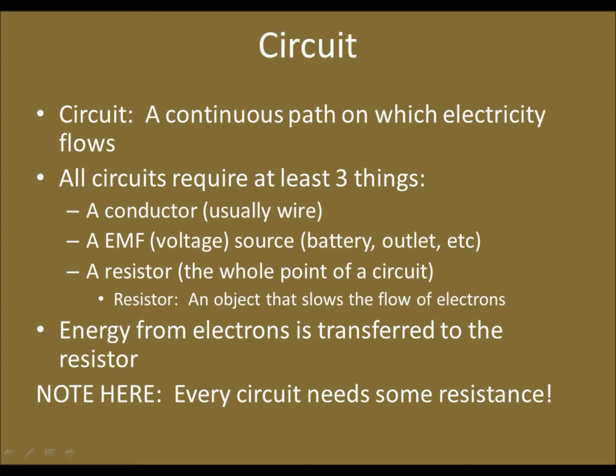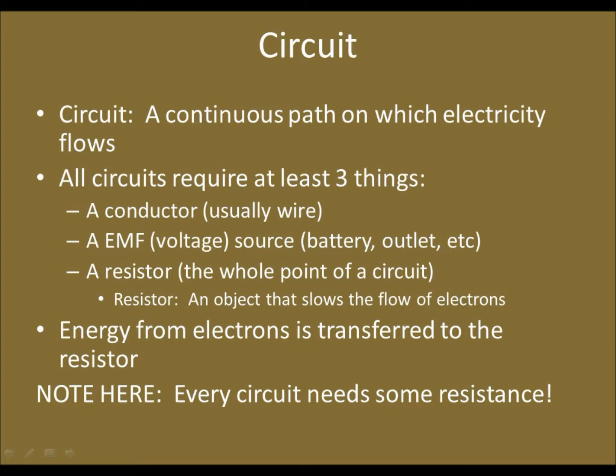And you have to have a resistor. Now this doesn't quite make sense if you think about it in terms of basic parts. This is a little counterintuitive. You've got to have something to slow down those electrons. It must be there. The resistor, the thing that creates resistance, is the whole point of having a circuit in the first place. All right, so what does that mean?